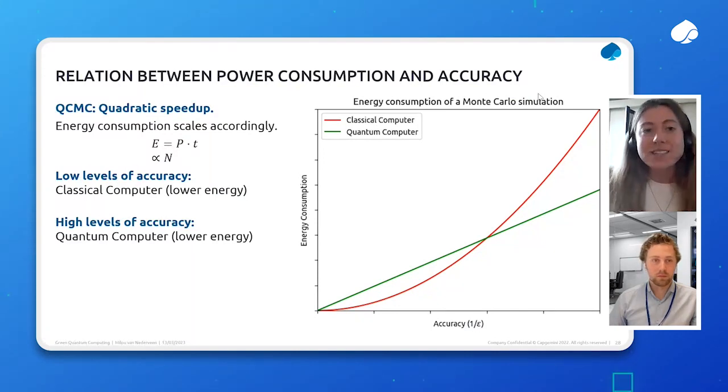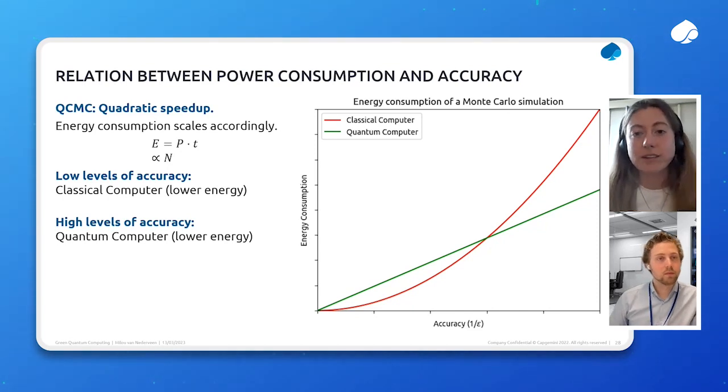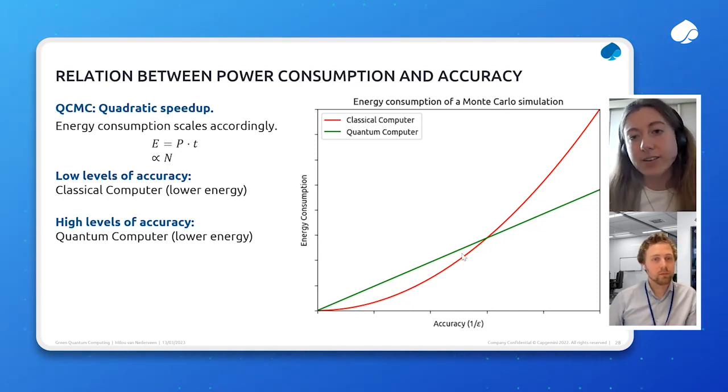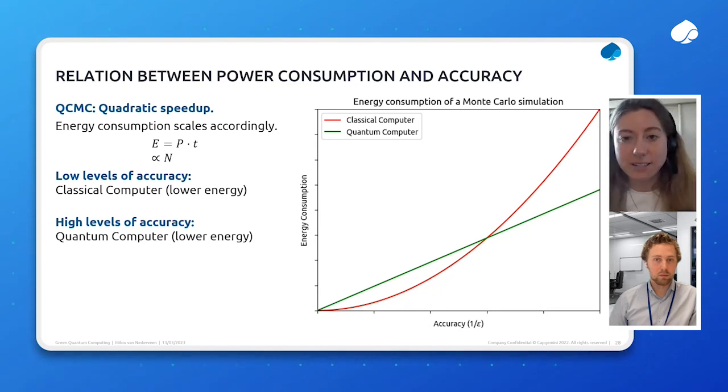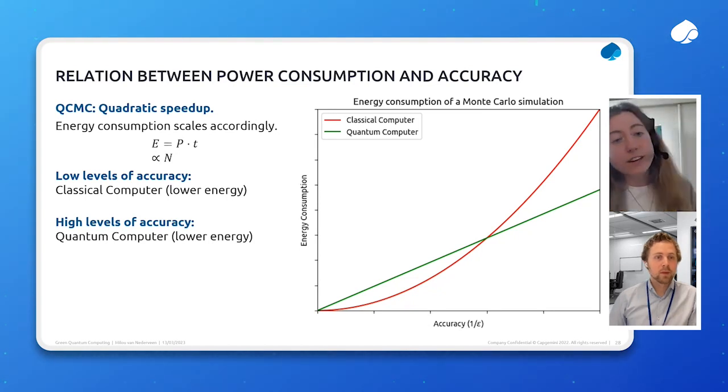As said, quantum computing Monte Carlo gives a quadratic speedup, and because of this, we also expect the energy consumption to scale accordingly. You can see here the green line, which is the quantum computer, and the red line, which is the classical computer. The classical computer scales quadratically with the accuracy, whilst the quantum computer scales linearly with the error rate. Which means that at low levels of accuracy, the classical computer would be the most energy efficient, whilst at high levels, the quantum computer would be the most energy efficient.